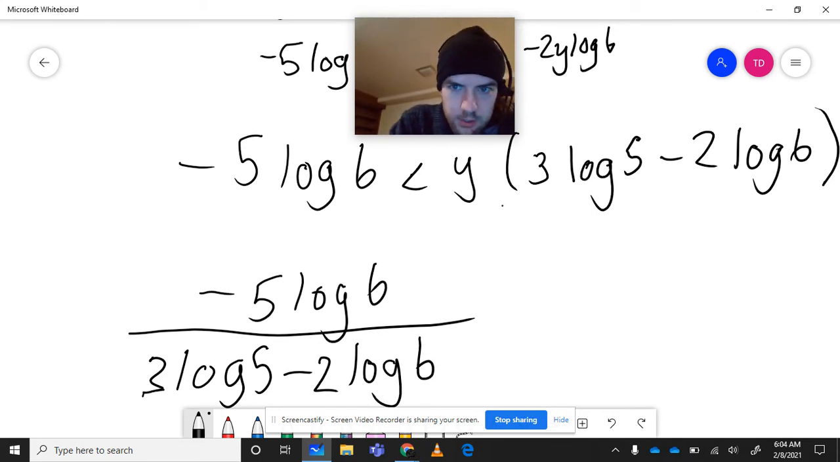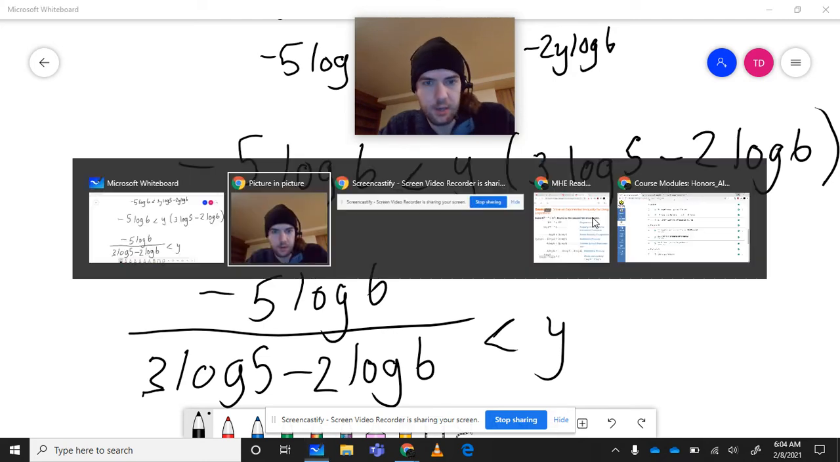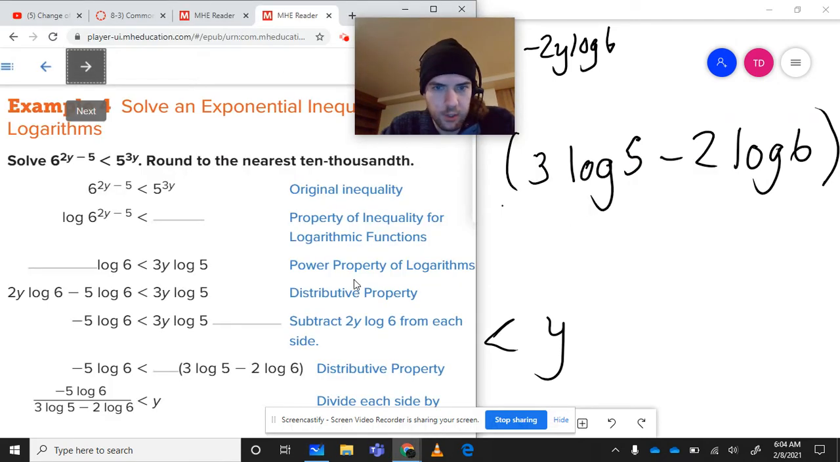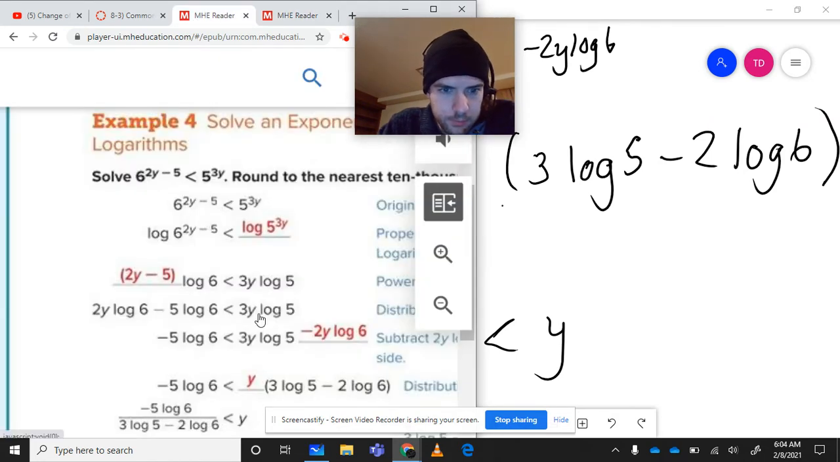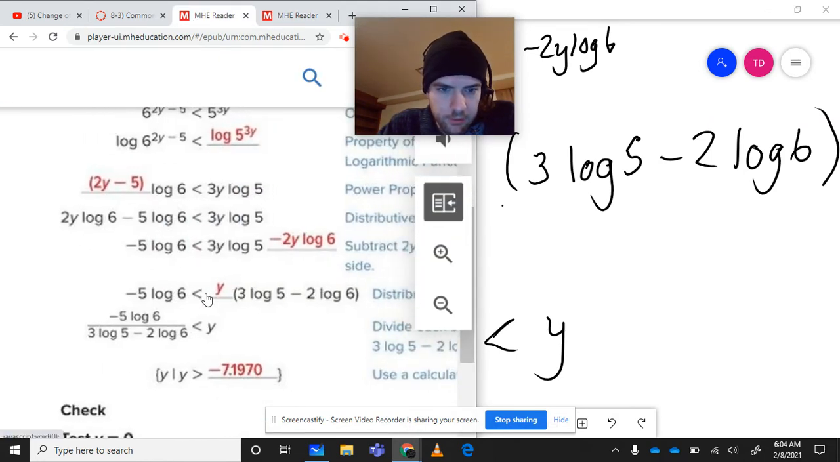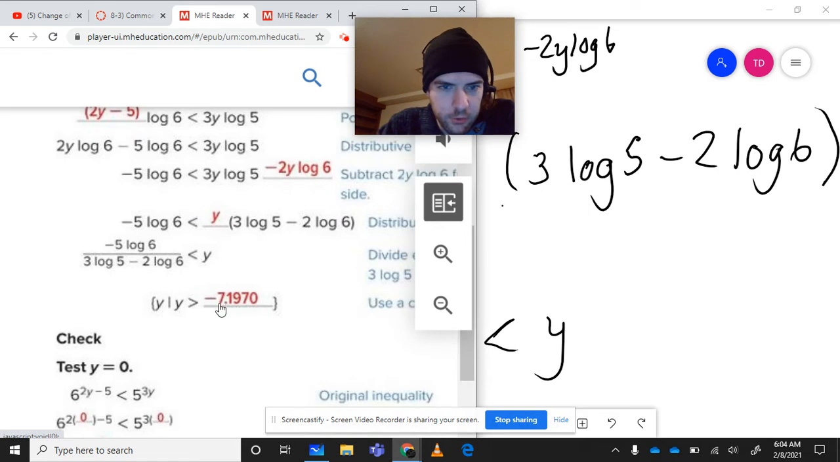And we would take that into a calculator and very carefully find the value for each of these 3 terms, simplify it down. And if we went through those steps, what we would get as a solution would be negative 7.19. So that'd be our solution.